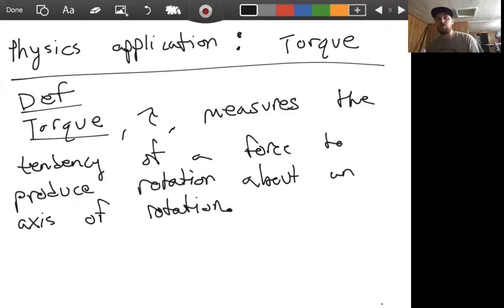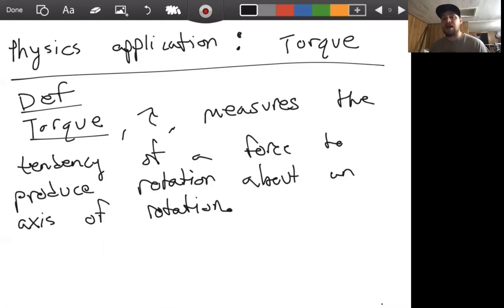Okay, and so what do we mean, right? Torque measures the tendency of an object to move in a circular motion, or that's what it means to move about an axis of rotation. A perfect example is tightening and loosening a bolt.